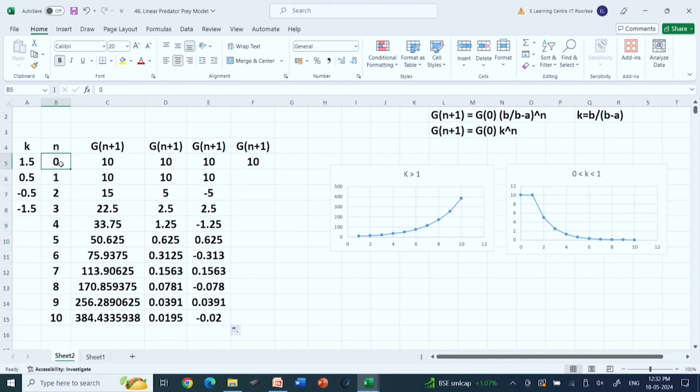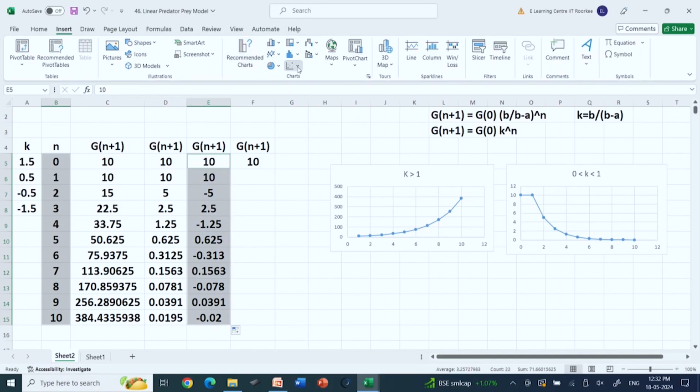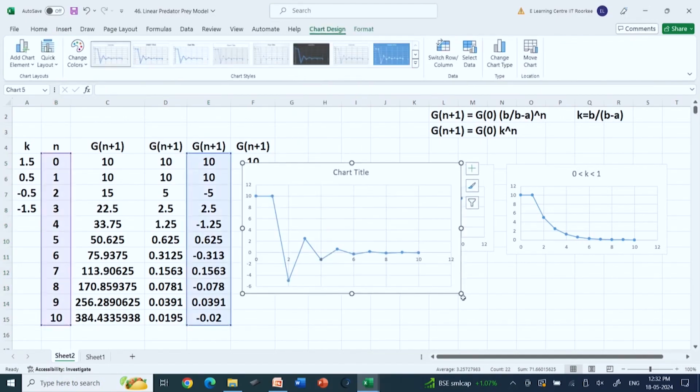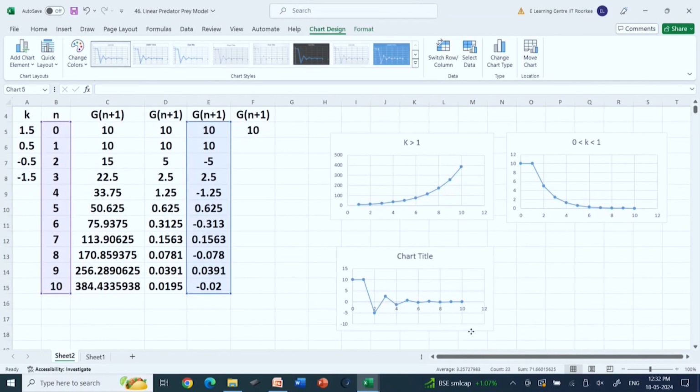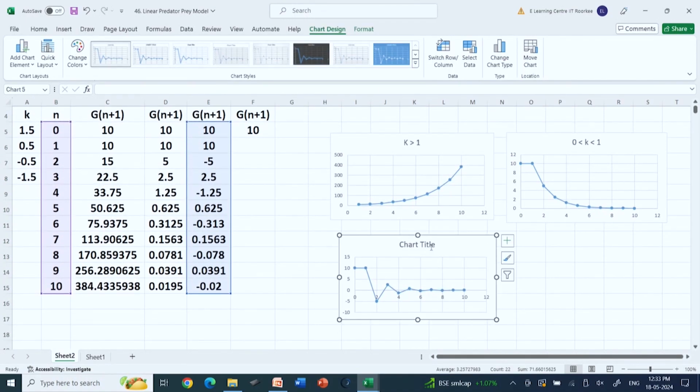And again if I plot this, I highlight them, press Ctrl, go here, press Shift and down. So Insert, go to the chart and this. So some sort of oscillatory behavior. So here it is minus 1 less than k less than 0.